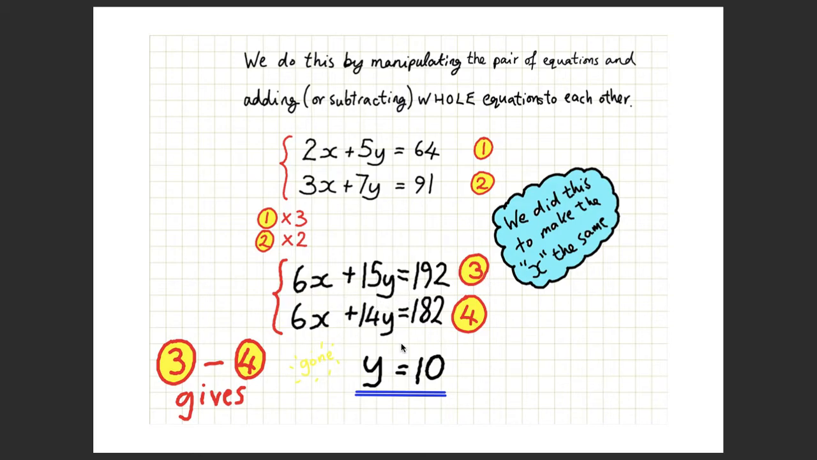So what I've got now is equation 3 and 4, and if I do everything in equation 3 minus everything in equation 4, then 6x minus 6x disappears, gone. 15y minus 14y gives you a single y, and 192 minus 182 gives you 10. So by eliminating the x's, we've managed to figure out what y is. Y equals 10.